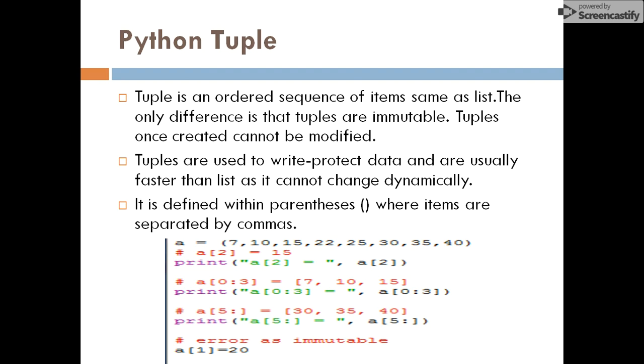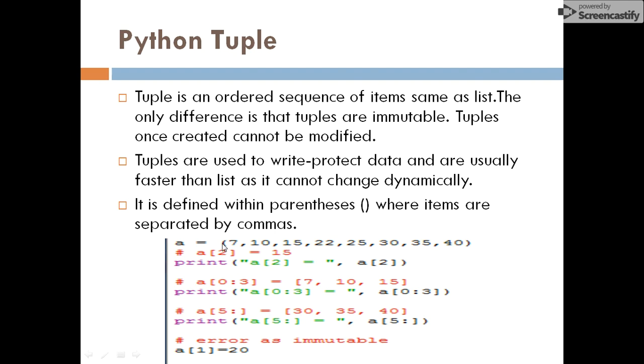They are similar to strings, so they are immutable, while the list items are mutable, that means you can change them. So tuples are used to write-protect data and are usually faster than lists as they cannot change dynamically. So what is the meaning of immutability? If you are saying it is immutable, what is the meaning of that?